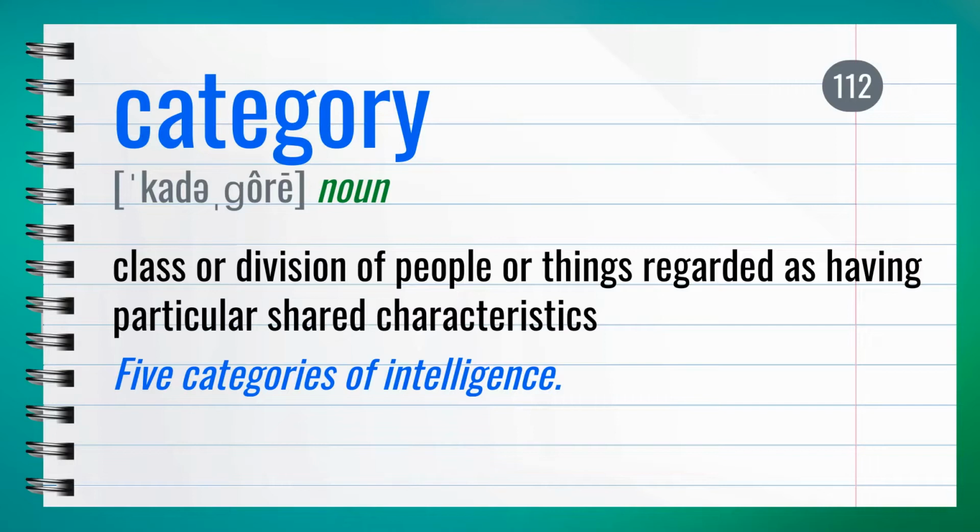Category. Category means class or division of people or things regarded as having particular shared characteristics. For example, 5 categories of intelligence.